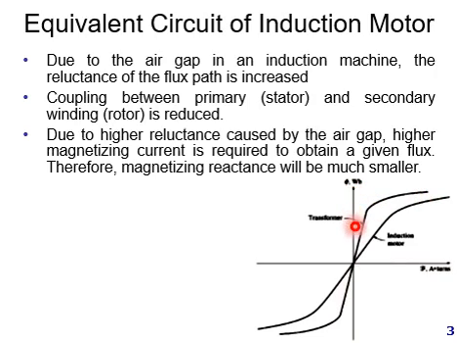In this diagram, the y-axis shows the flux and the x-axis shows the magnetomotive force. The coupling between primary and secondary winding is reduced. Due to higher reluctance caused by the air gap, a higher magnetizing current is required to obtain a given flux. So if we want a particular flux, we need a higher magnetizing current. Therefore, the magnetizing reactance will be much smaller.